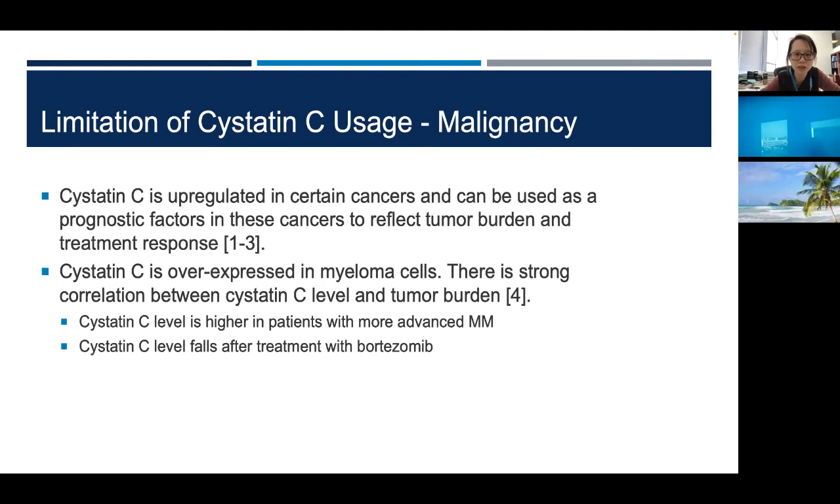There's also a limitation of Cystatin C used in malignancy. So Cystatin C, as I said, is from all nucleated cells. It is upregulated in certain cancers. And then there are some studies I found that actually use Cystatin C as a prognostic factor in certain types of cancers, including lymphoma, multiple myeloma, breast cancer, and colorectal cancer. Now they found that the Cystatin C level does tend to trend with tumor burden or treatment response.